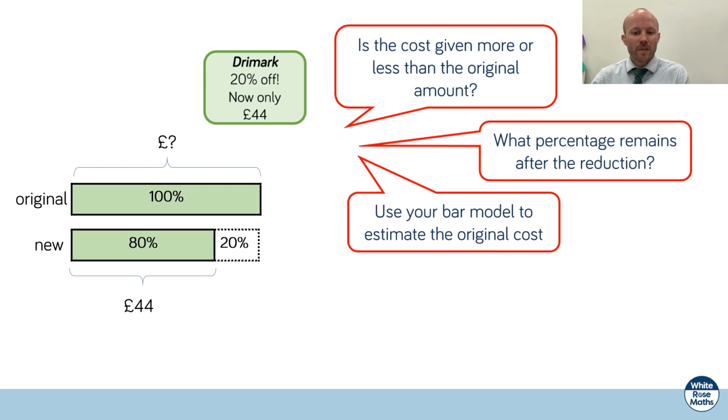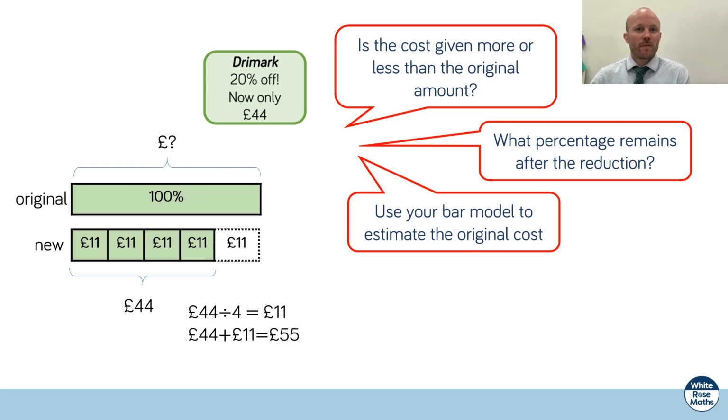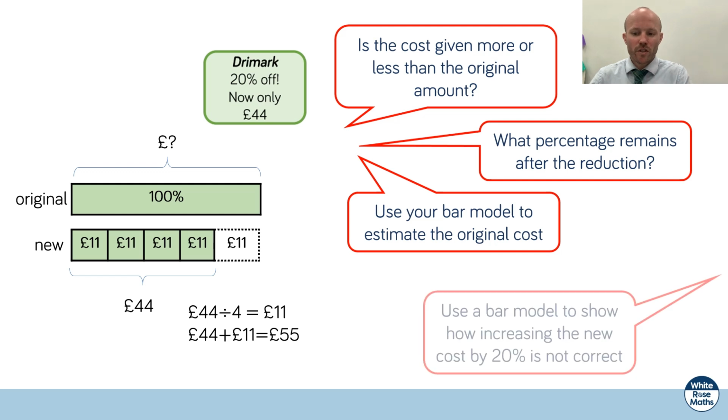Students might see that 80% could be broken down into 4 lots of 20 and use that for their calculation. But again, there might be lots of different methods students might use. 44 divided by 4 gives us £11. So each of those equal parts is worth £11. So the original amount was £55. Could be labelled in the bar diagram on the above bar to show.